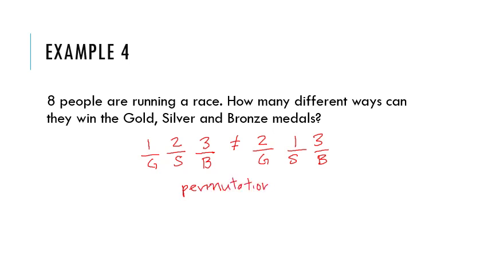And so we're going to use the counting principle on this one. So again, we have gold, silver, bronze. And you have 8 people possible to start with, and then 7 people possible, and then 6 people possible. So it's 8 times 7 times 6. And that's 336 different ways.